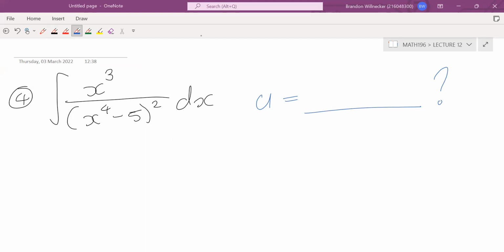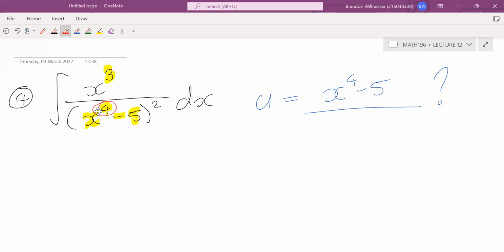It'll be x to the power 4 minus 5 because it's enclosed in parentheses raised to the second power. Yes, that's right. So here at the top, we've got x cubed. So the power is 3, right? But in the bottom, we've got x to the 4 minus 5. So you should pick the one with a higher exponent.